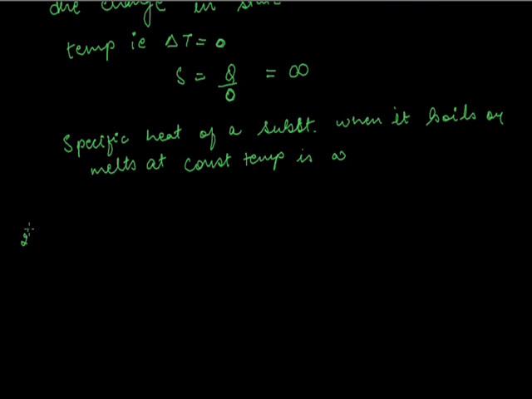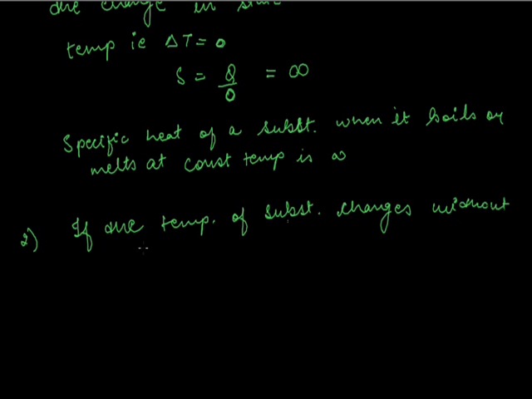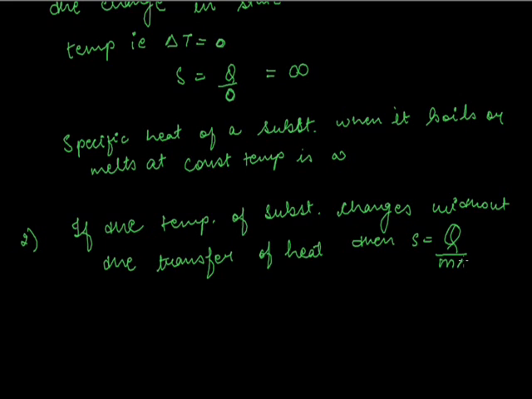The second important point is that if the temperature of the substance changes without the transfer of heat, then S is equal to Q upon M delta T, which is equal to 0. This occurs mainly in the case of a thermos flask.